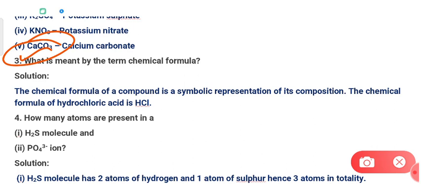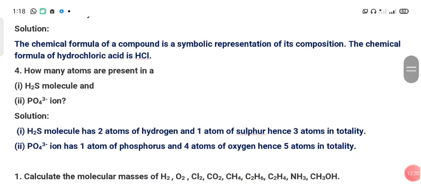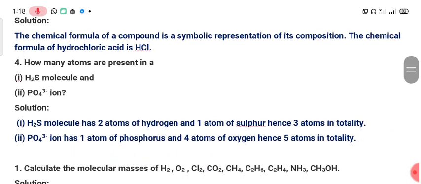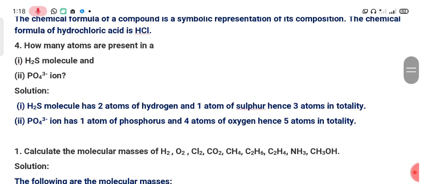By considering the atomic masses of different atoms, we can calculate this one also. That also has been taught to you. Okay, next, how many atoms are present in H2S molecule and PO4 3-, that is phosphate ion, right?